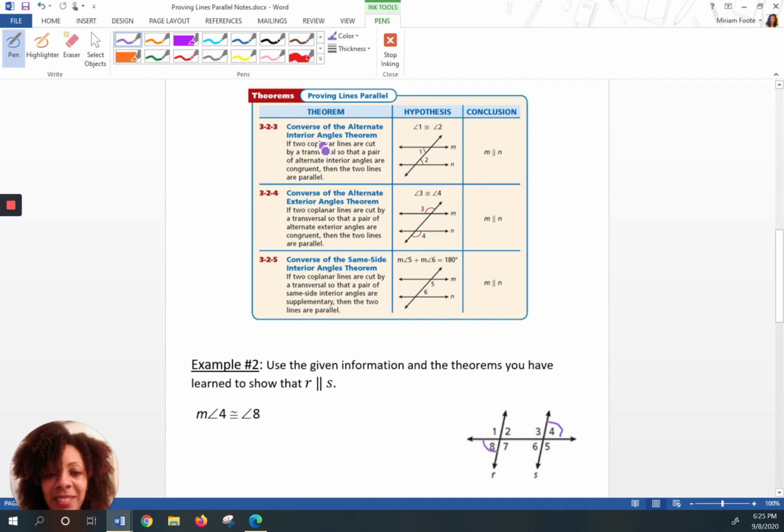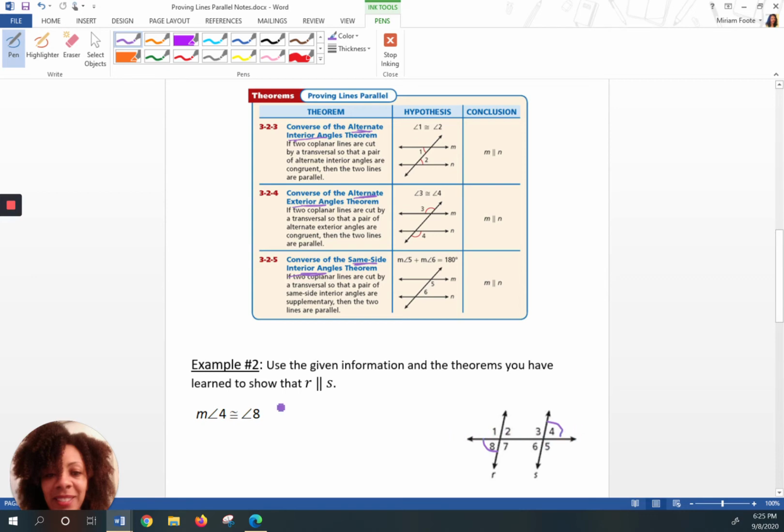So here we have the converse of different types of angles, but if you just read in between, in the middle, it tells you those different types of angles. So we're trying to decide whether angle 4 and 8 falls into one of these three categories. So if you can't tell by reading the actual theorem, by looking at the words, look at the pictures. Which one looks more like angles 4 and 8? That's correct. Alternate exterior angles. Alternate meaning that it's on the opposite side of the transversal. Exterior meaning it's on the outside of your parallel lines.